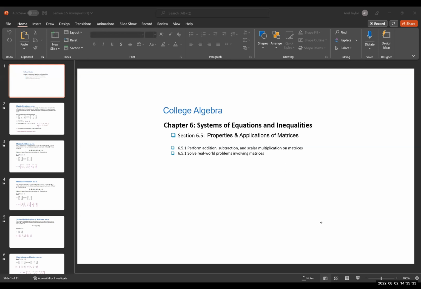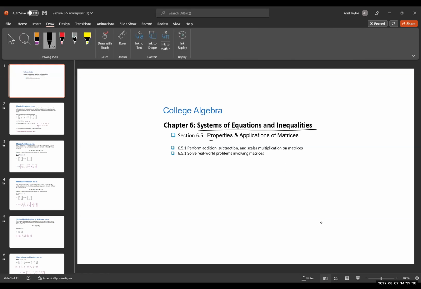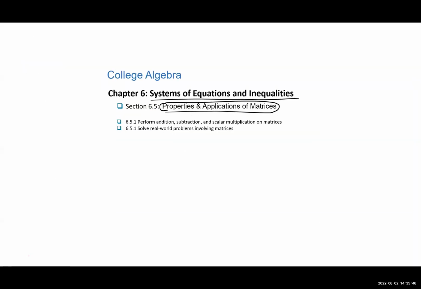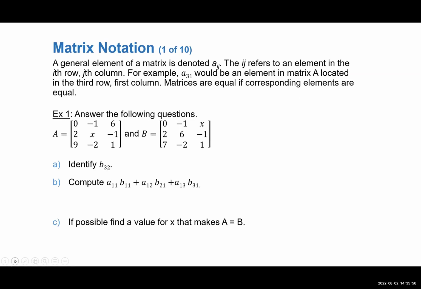All right, so in 6-5, we get an opportunity to continue in our systems of equations and inequalities, but this time we're really looking at matrices and we're gonna dig deeper into those to get a better understanding of what they are and how they work together. So we're gonna be performing operations like addition, subtraction, and multiplication, and then we're gonna use a real world example to solve a matrix.